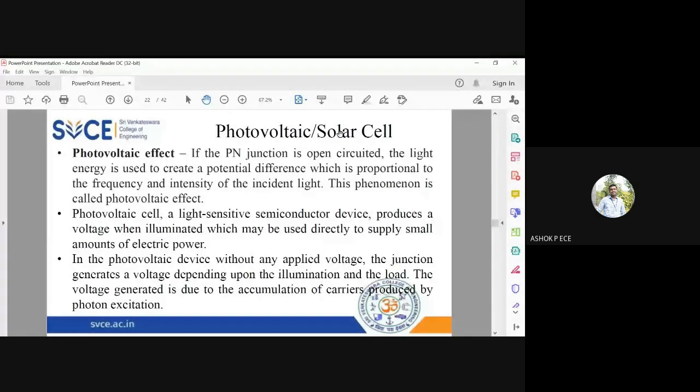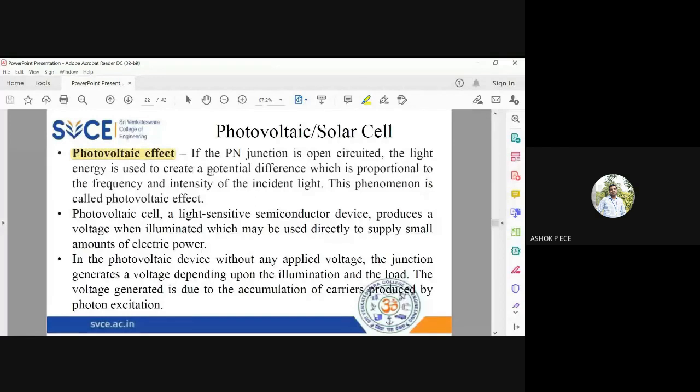So you know what is photovoltaic effect? Photo means light, voltaic means voltage. So I'm going to have a conversion of energy happening from light energy to electrical energy in the form of voltage. So this is photovoltaic cell, and this device needs light to function.